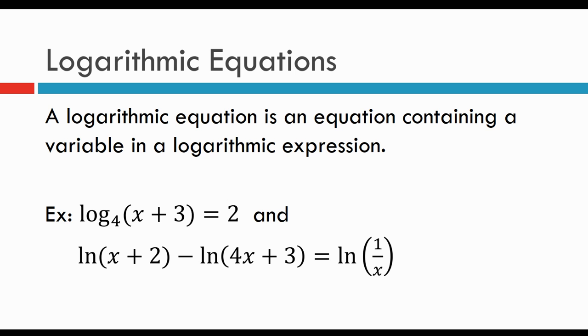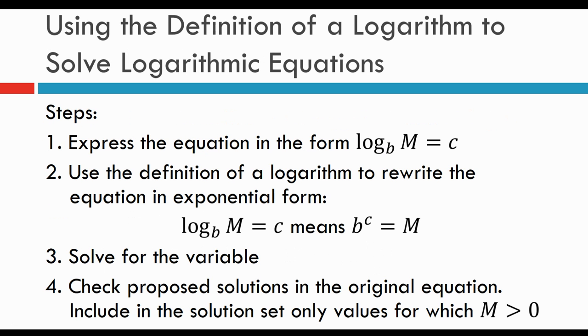All right, so a logarithmic equation is an equation containing a variable in a logarithmic expression. So something like log base 4 of (x + 3) equals 2. So the x is inside that expression. Notice that another one would be if we have the natural log. So we've got the natural log of (x + 2) minus the natural log of (4x + 3) equals the natural log of 1 over x. Okay, so something along these lines would be equations in logarithmic form.